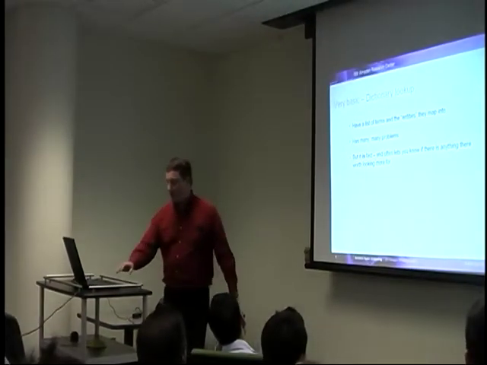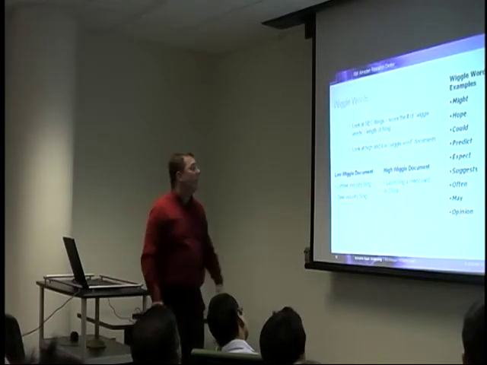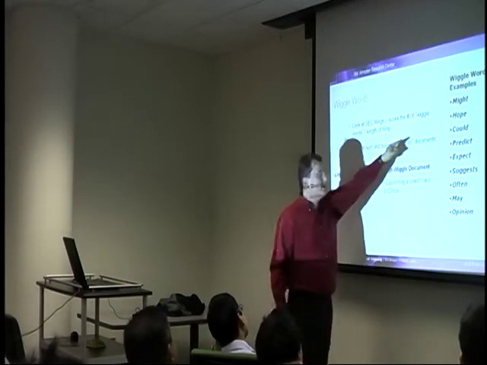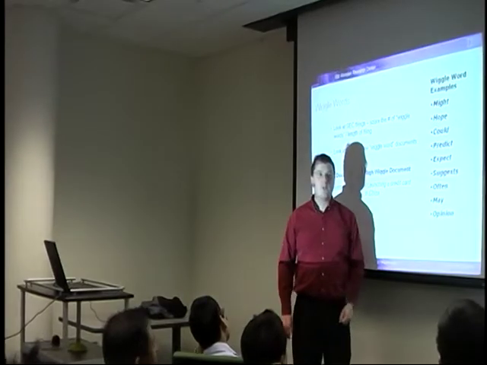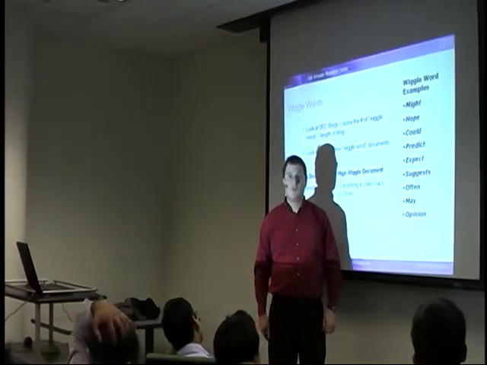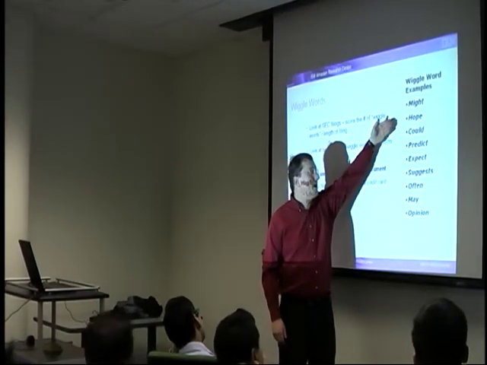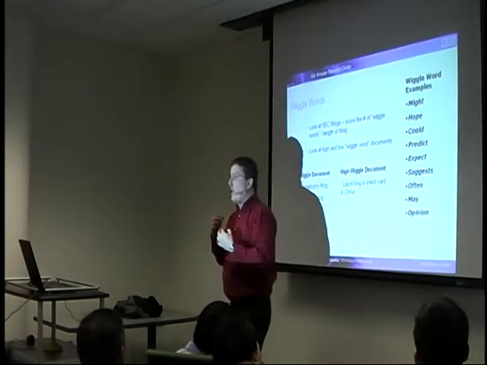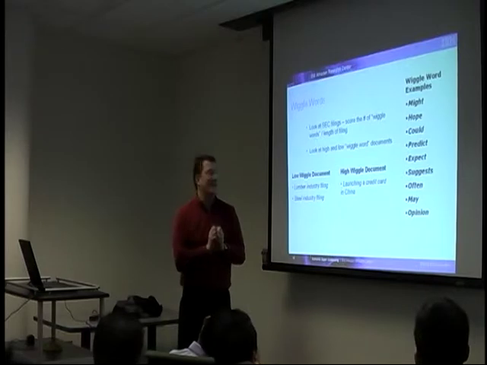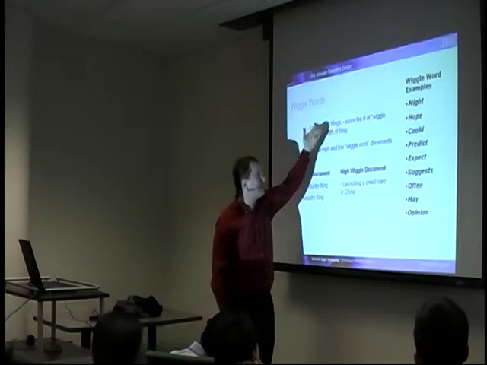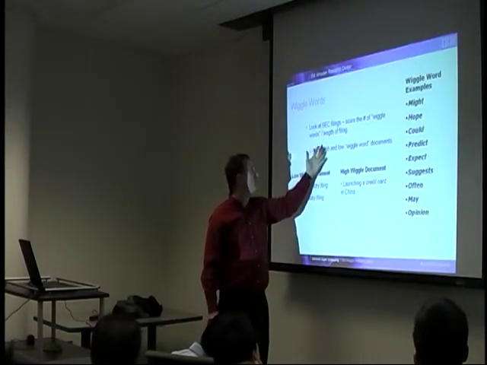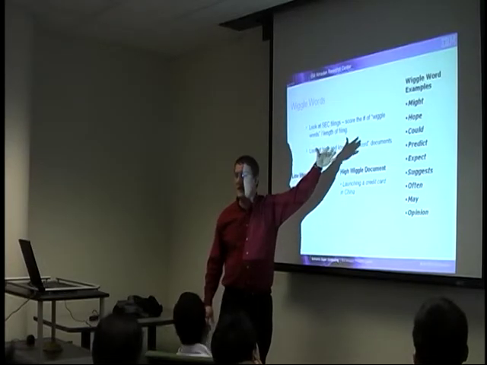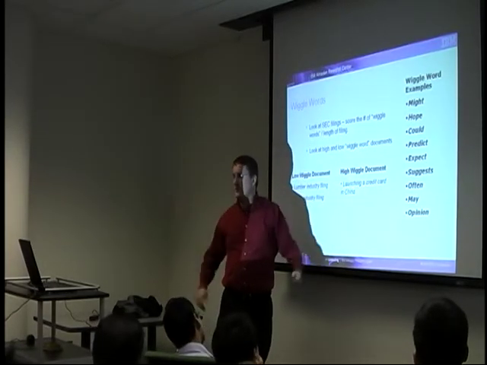So let me give you an example of where we actually use this. We looked at SEC filings and we created a list called wiggle words. Wiggle words are things that thesis candidates use all the time with their advisors. Might, hope, could, predict, expect, suggest, often, may, opinion. These are things we're trying to avoid committing ourselves. So we said, what if we just looked at SEC filings, scored the number of wiggle words, and divided it by the length of the filing, and called that a wiggle word score.